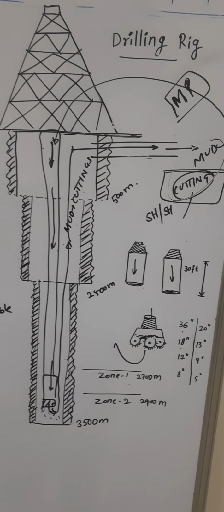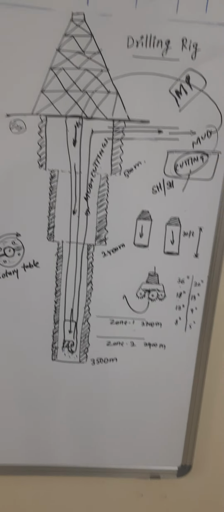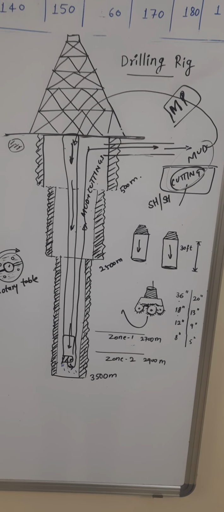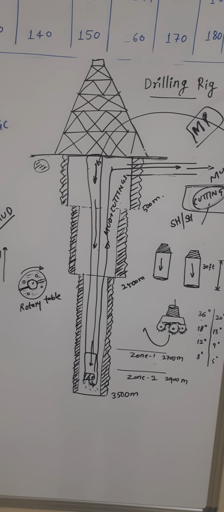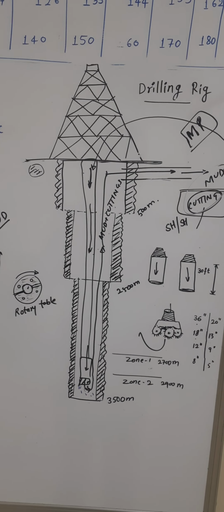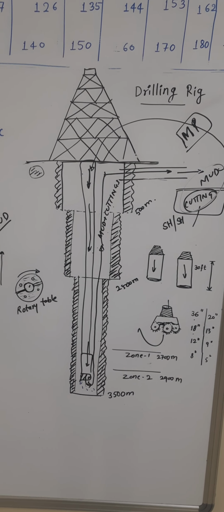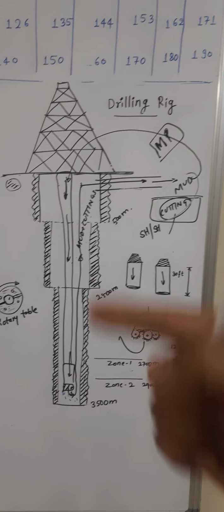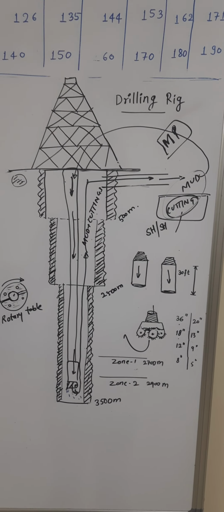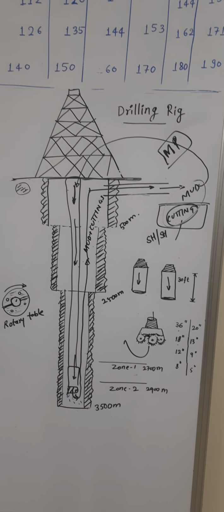Now someone has sent a response to us that this circulation system is not clear. What is mud? This is not clear. So in today's video we want to talk a little more about this circulation system, or mainly how these cuttings are removed from the well.